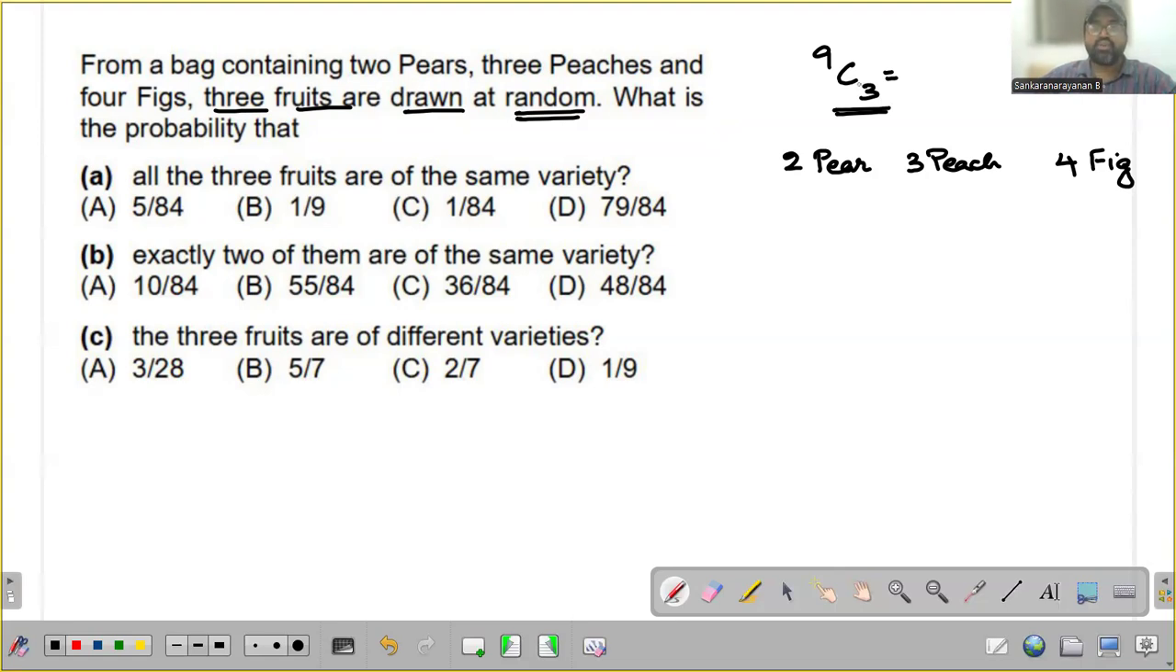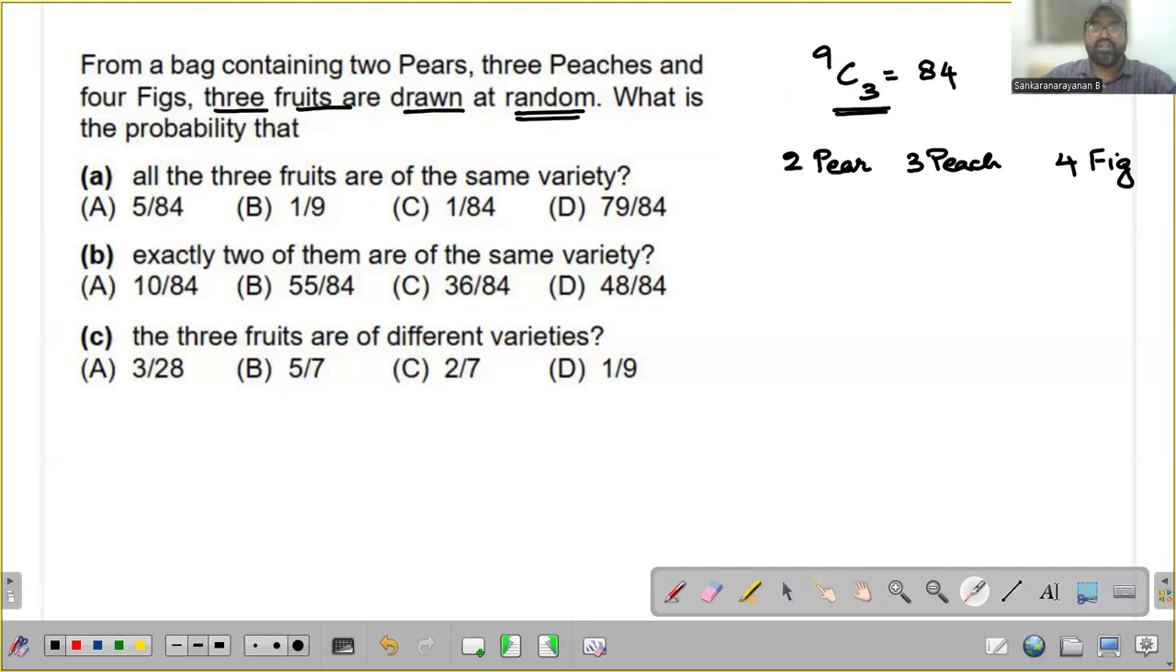Okay. So just be aware of this 84. 9 into 8 into 7 by 1 into 2 into 3. When you do, you can say 3 3s are 9. This 2 will go in this 8 4 times. So 12 into 7, 84 you will get. So the total number of ways that you can draw three fruits from 9 available is 84. Let this be here. Okay.